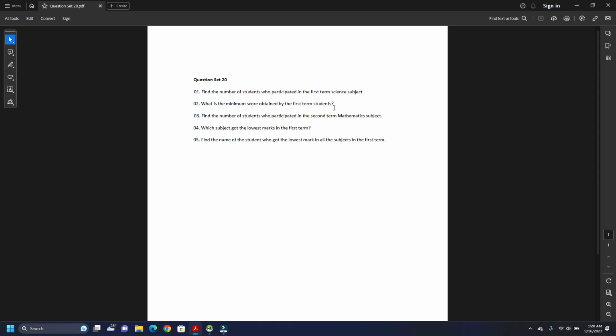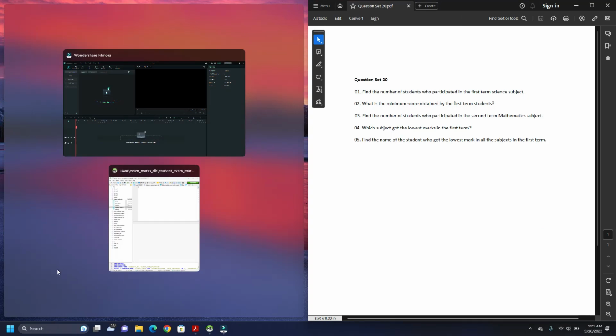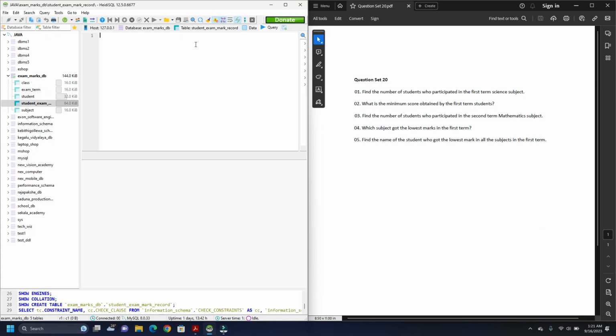On the first question, it says find the number of students who participate in the first term science subject. So, in order to search it, we have to write an inner join query. First of all, let's go ahead and open up IDSQL and let's get started.